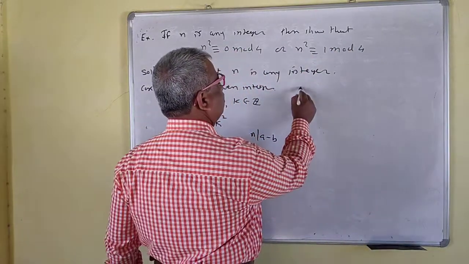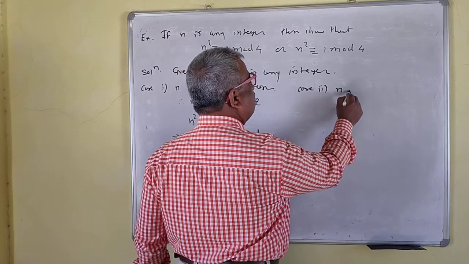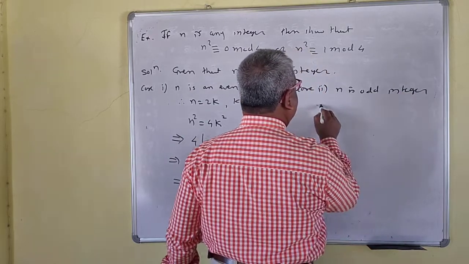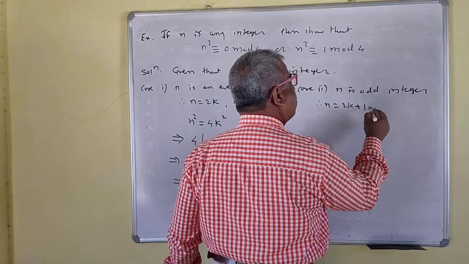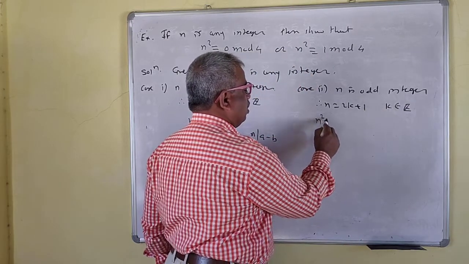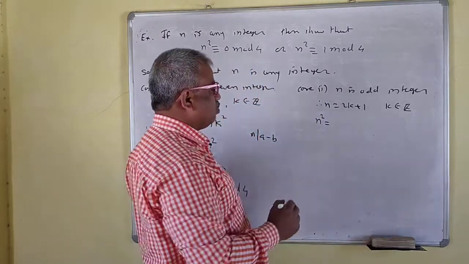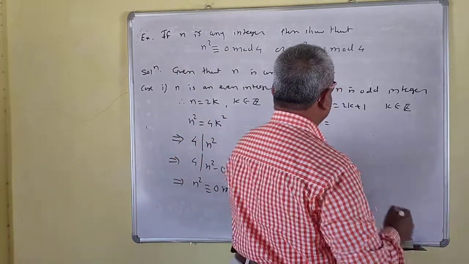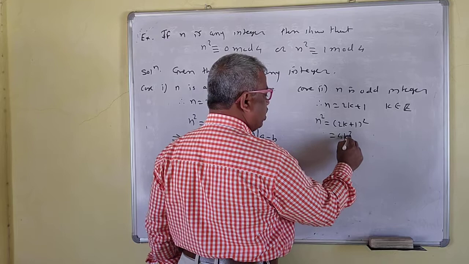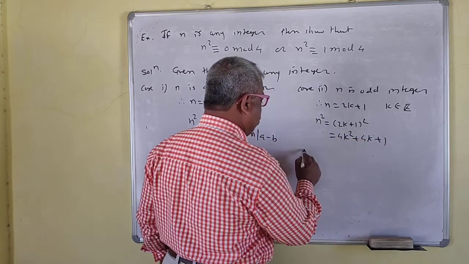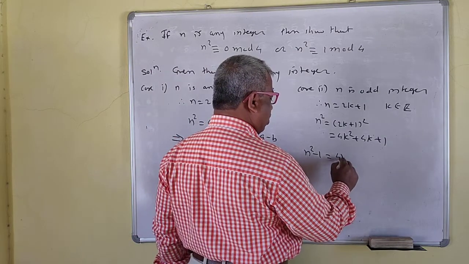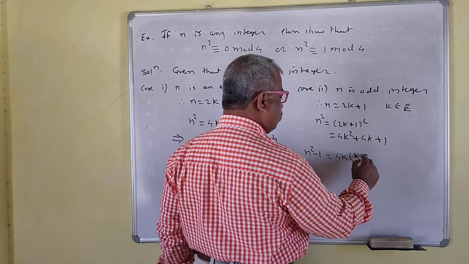Now case second: n is an odd integer. Therefore, n is equal to 2k plus 1 or 2k minus 1, where k belongs to Z. We will do the square now. n square is equal to (2k plus 1) square, so this is 4k square plus 4k plus 1. So n square minus 1 is 4k square plus 4k. Now I will take 4k common, so what I get is 4k times (k plus 1).